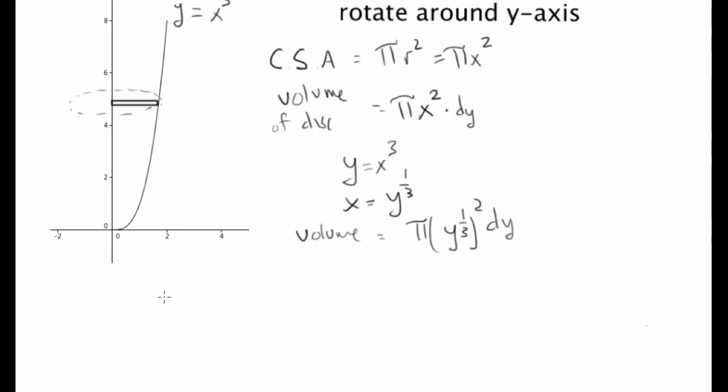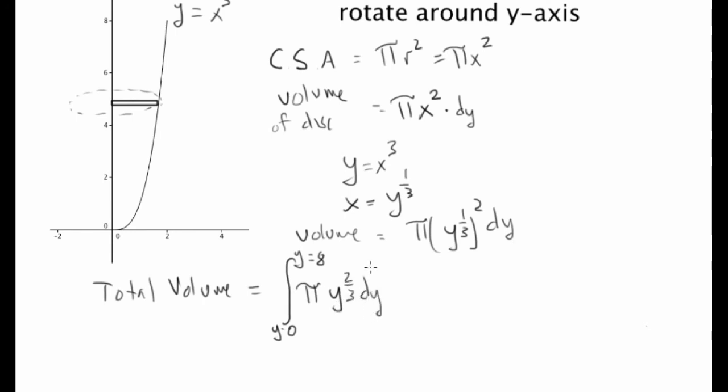And so our total volume, now that we have the volume of our little piece, is a simple step forward. The total volume is going to be the integral from y equals 0, which is here, to this value up here, y equals 8, of this quantity, pi y to the 2/3 dy. We can evaluate that real nicely.